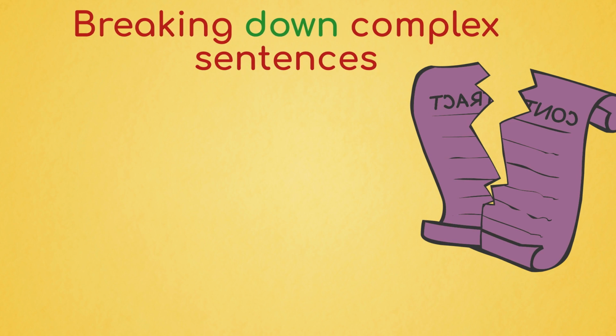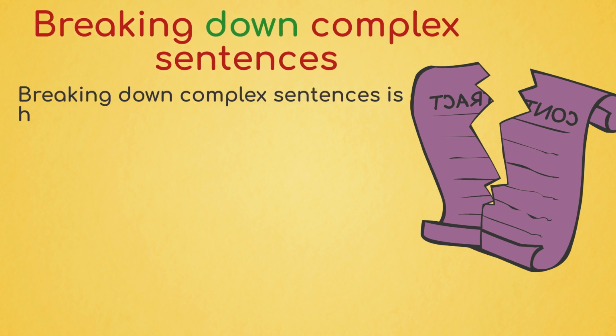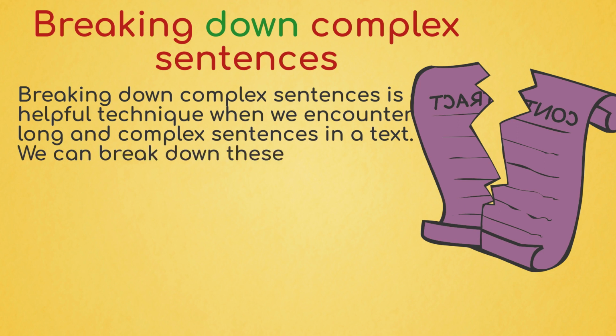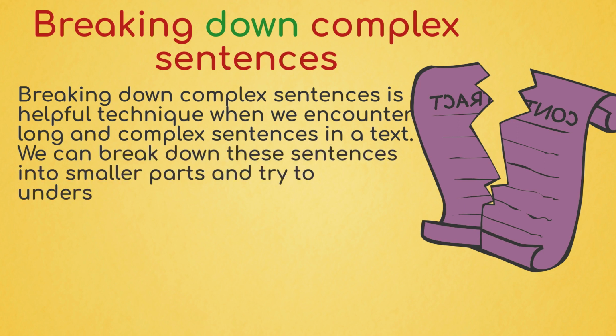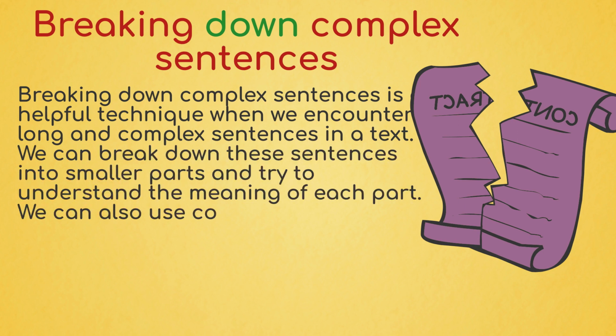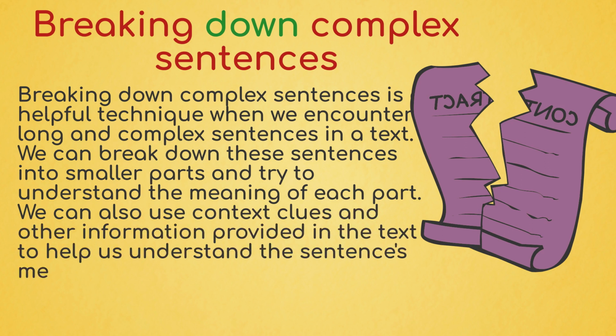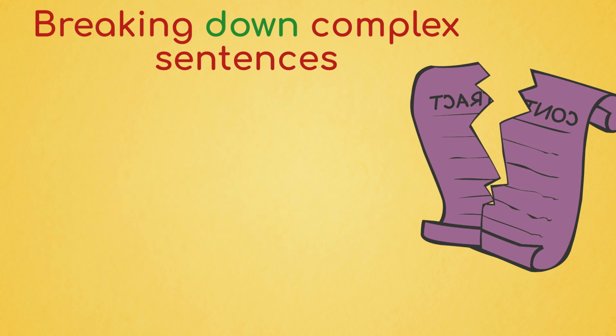Breaking down complex sentences is a helpful technique when we encounter long and complex sentences in a text. We can break down these sentences into smaller parts and try to understand the meaning of each part. We can also use context clues and other information provided in the text to help us understand the sentence's meaning.